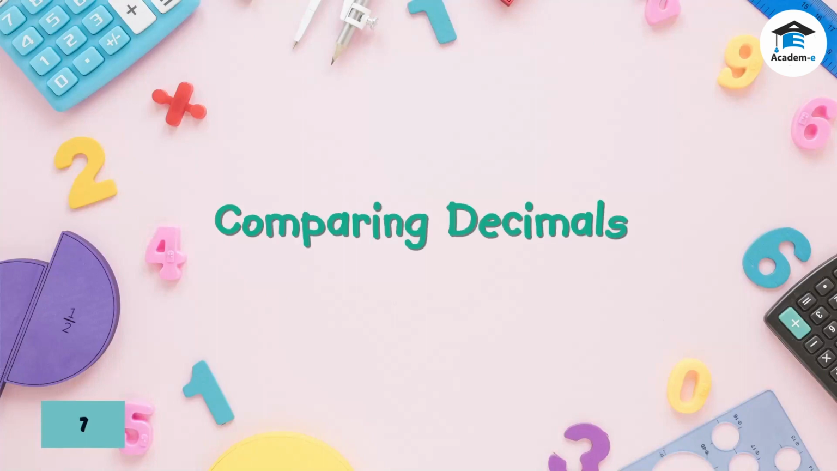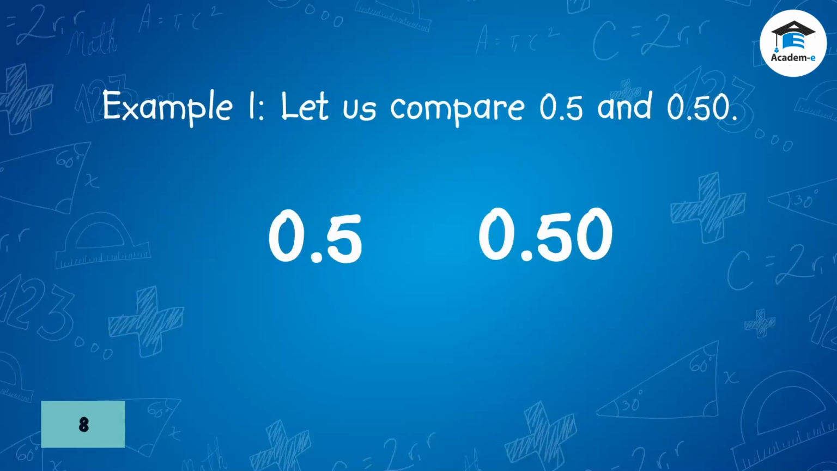Comparing decimals. Example 1. Let us compare 0.5 and 0.50. Let us compare the numbers in the ones place first. The ones digits are the same. Let's move to the tenths digit. The tenths digits are also the same. Therefore, 0.5 and 0.50 are equal.